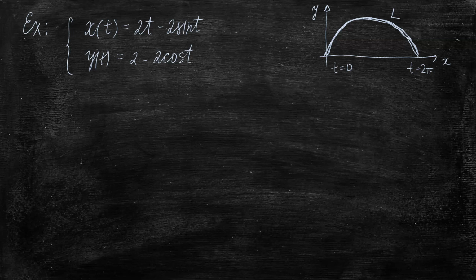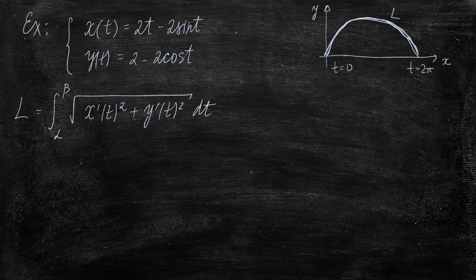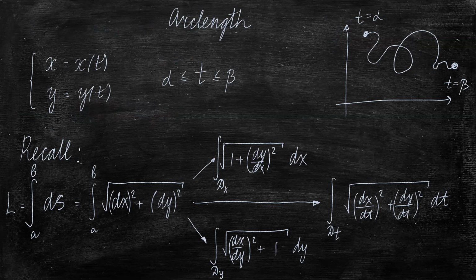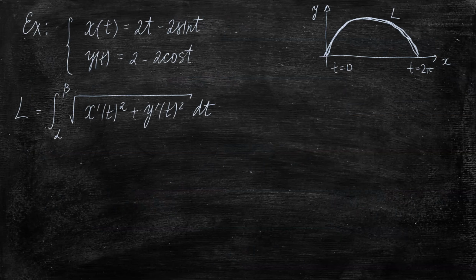So to find the arc length, we're going to use this formula. We're going to go from alpha to beta, that's the initial and terminal value of t, and we're going to take the derivatives of x and y according to the formula, basically setting it up as a Pythagorean theorem. So this is what dx and dy here represent. And let's go ahead and do exactly that.